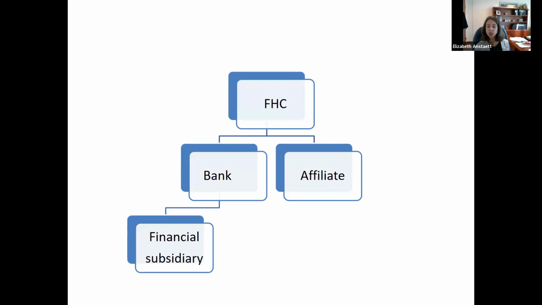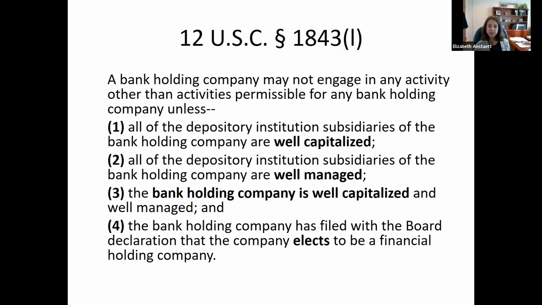But it is a new type, and it's all kind of on paper and by law. But to be this type, the bank must be well capitalized, well managed. The holding company must also be well capitalized, which is new. And then the bank holding company must file an election. So any institution which is allowed to, because it meets these categories, will file the election, whether or not they intend to engage in the additional activities.